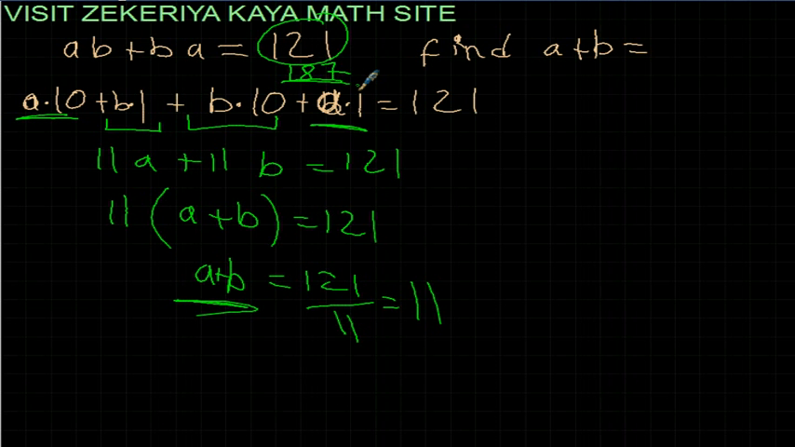Because when you open 35, 3 times 10, 5 times 1. Then you open 73, 7 times 10, 3 times 1. So first times 10, second times 1. If it is 273, 2 times 100, 7 times 10, 3 times 1.